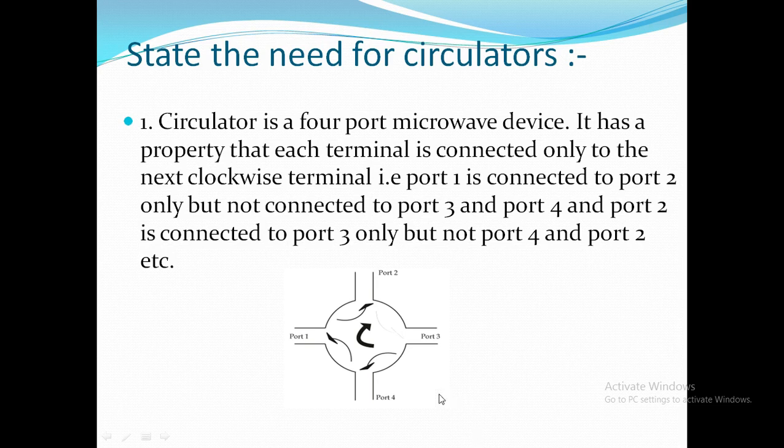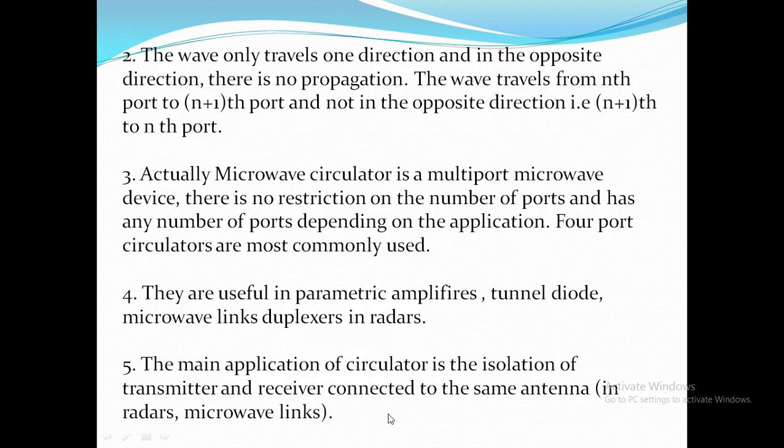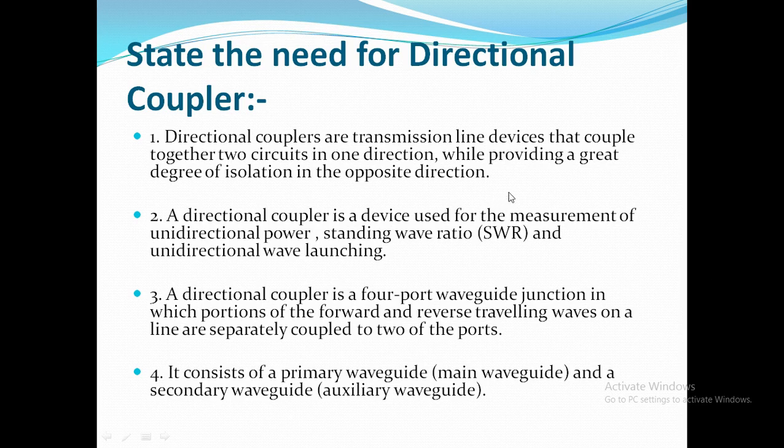The transmitted waves from port 3 are circulated through port 2, which is connected to the antenna, while the received signals from the antenna are circulated through port 1 and given to the receiver. The remaining port 4 is used for measurement purposes. So in this way a common antenna is used with the help of the circulator. Okay. Next, the need of the directional coupler.